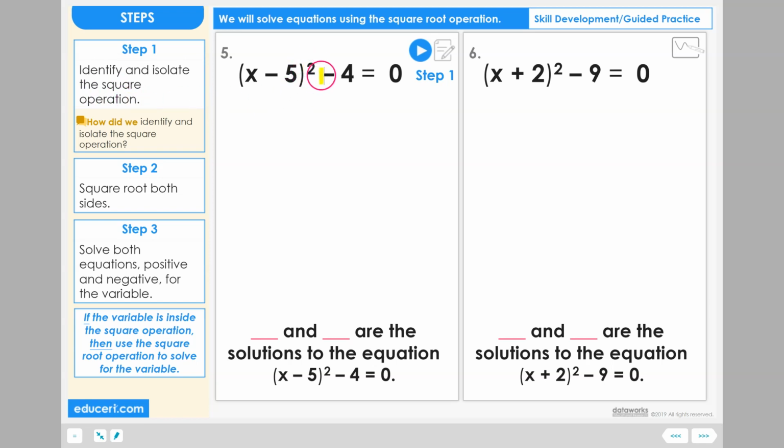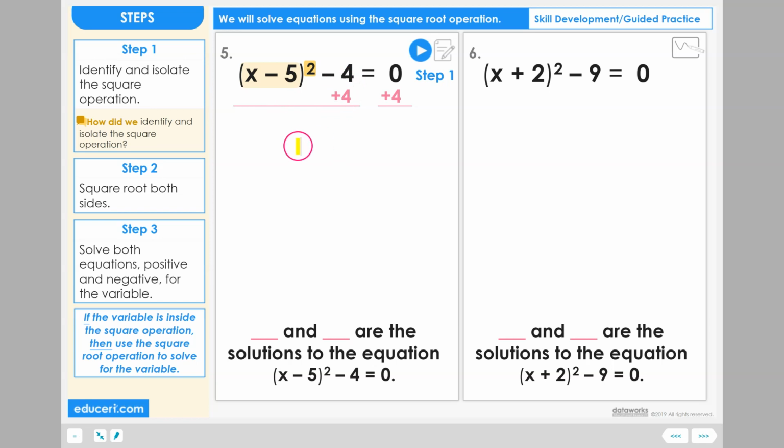So we identify the square operation, finding our square and the expression that's being squared, which is x minus 5 squared. Here we now see that it is not isolated because we also have this minus 4 constant on this side of the equation. So we are going to use an additive inverse of adding 4 to both sides of our equation to cancel away that minus 4.